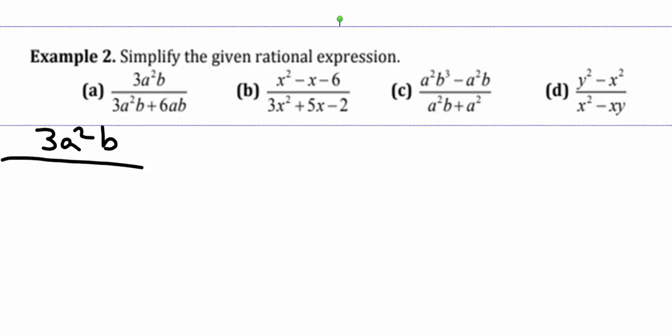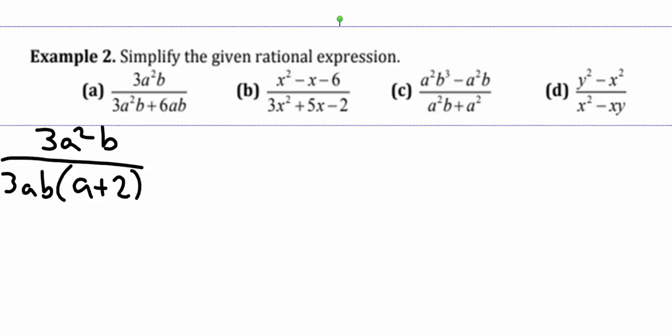Say, well, the denominator has what? A 3, an A, and a B in common. So we're going to factor out that 3AB. So when we do that, we're just left with an A and a 2. So A plus 2 in the parentheses.